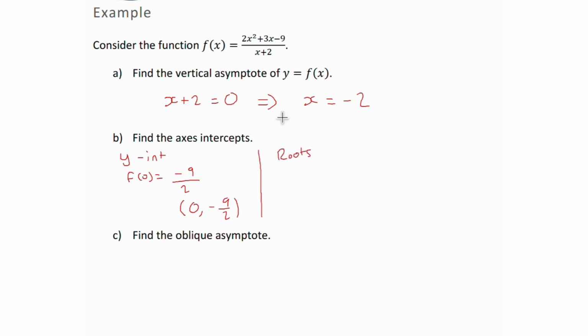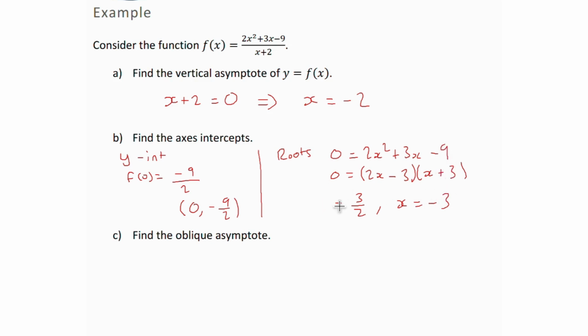The roots are when the function is equal to 0, so f of x is equal to 0, which means 0 is equal to our numerator. This is a quadratic which we need to solve. We can factorize this one, and we get 2x and x, and minus 3 and plus 3 gives us 6x minus 3x, gives us the plus 3x that we need, which means that x is equal to 3 over 2, or x is equal to minus 3 are our two roots.